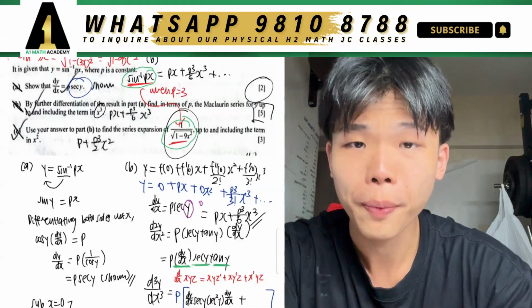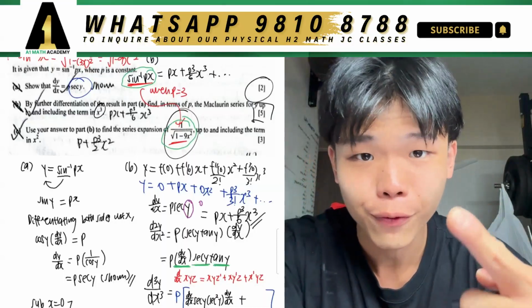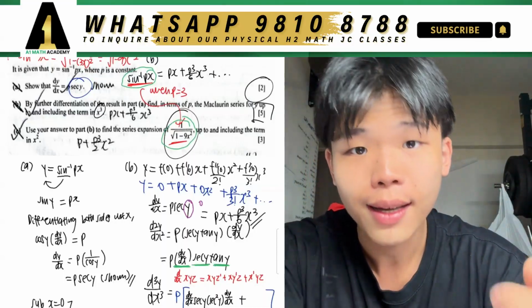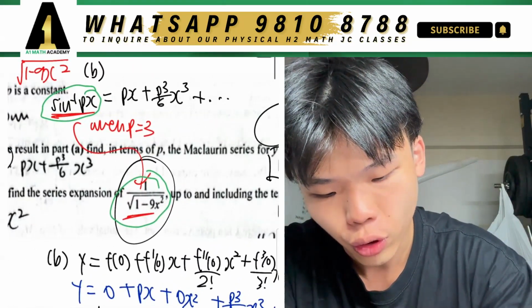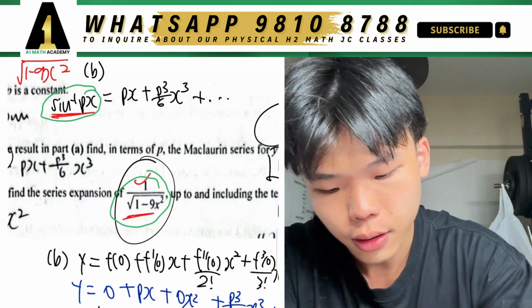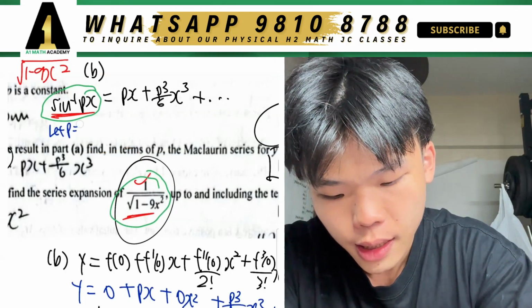So therefore, in order to do part C, there are 2 steps to this, right? First and foremost, we need to let p equal to 3. And secondly, we need to differentiate it. So to tackle part C is actually relatively straightforward. I'm just going to write the answer over here. So I'm going to let p equal to 3.